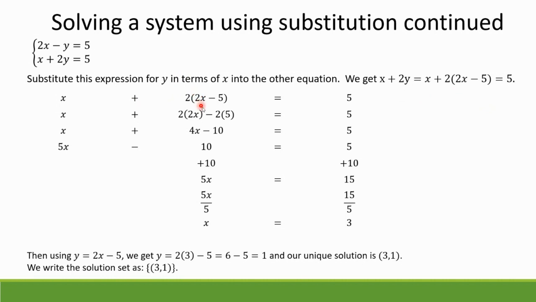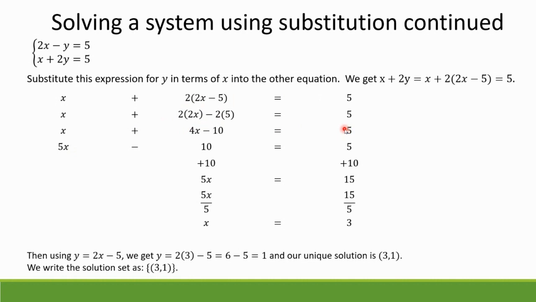Right? Essentially, the y is gone. We have an equation in only x, which we know how to solve. Namely, we get x plus 2 times 2x minus 5 equals 5. And so from here, we can distribute. We get 2 times 2x minus 2 times 5. So we get x plus 4x minus 10 equals 5.